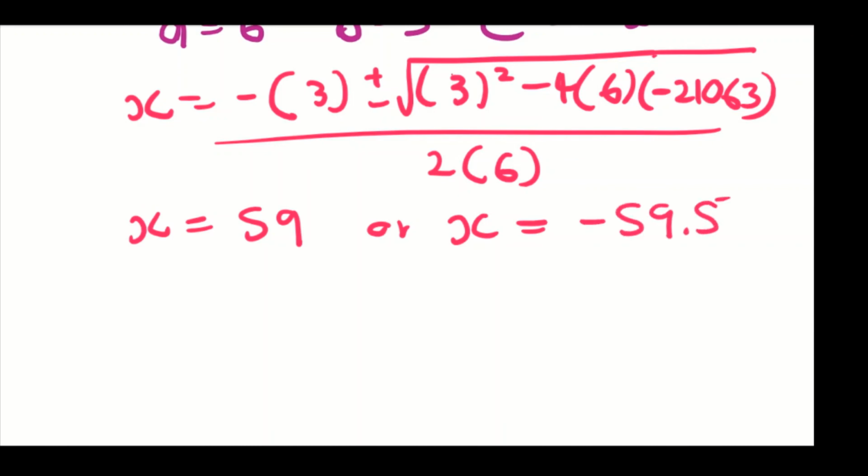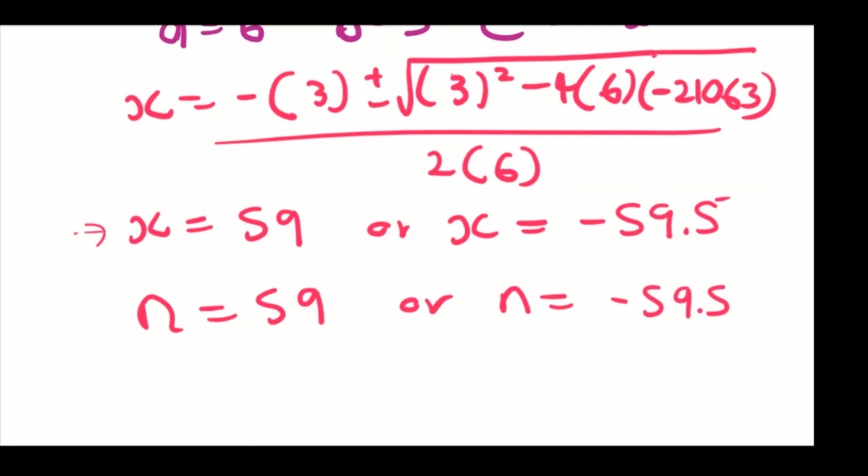Remember that it's not necessarily x, but it's n. n equals 59, or n equals minus 59.5, of which the number of terms can never be minus 59.5. A number of terms can never be negative, so we'll take this answer here, which is n equals 59.